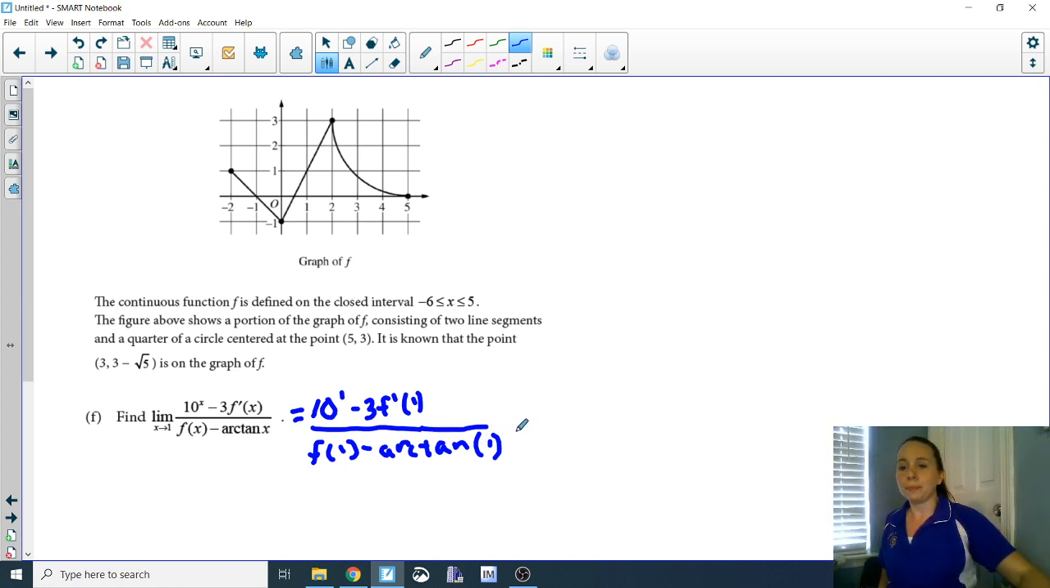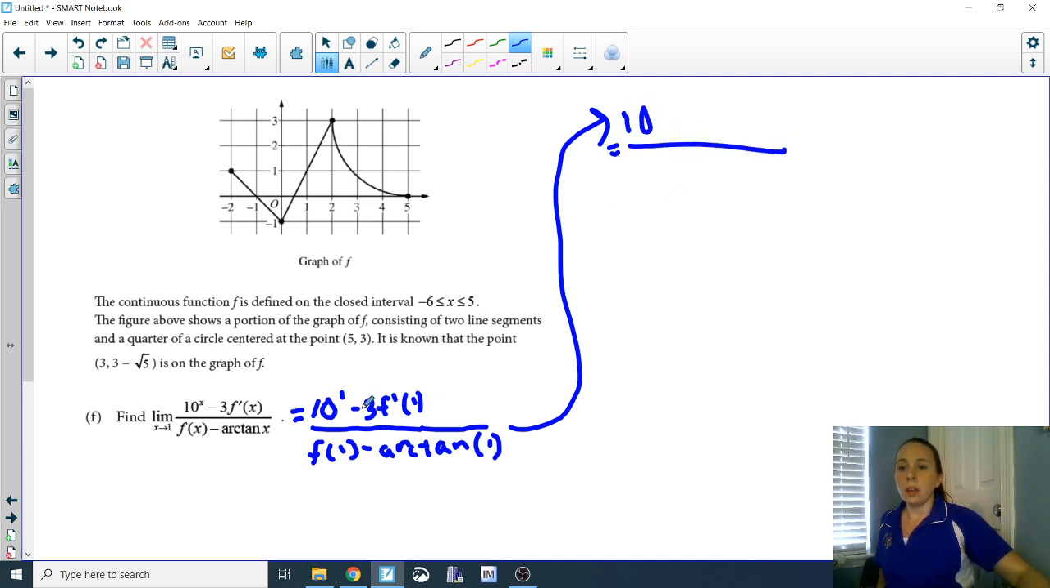All right. So, subbing in 1 for the x's, I get 10 to the 1, which is 10, minus 3 times f prime at 1. So let's do that. F prime at 1. What's that? Okay, f is here. The answer is not 1, because it says f prime at 1. That's actually the answer here. So what is f prime?